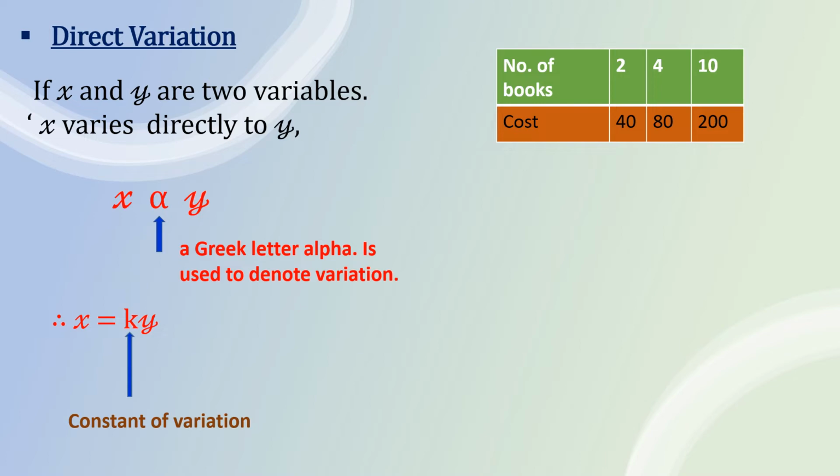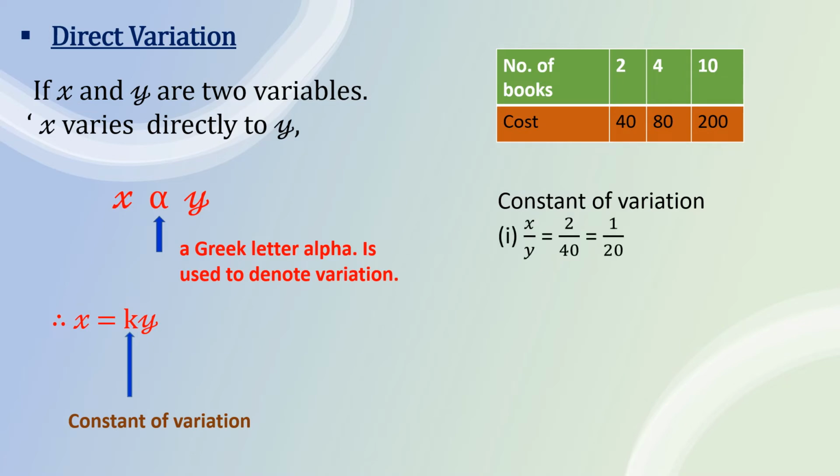Now, what is constant of variation? I'll explain this concept. But students, when you replace alpha sign, that is varies sign, by equal to sign, it will become X equal to, with constant of variation K, into Y. Now, what is constant of variation? Let's see. Constant of variation means, here students, we have taken two quantities, that is books and cost. If I take the ratio of books and cost, that is X upon Y.